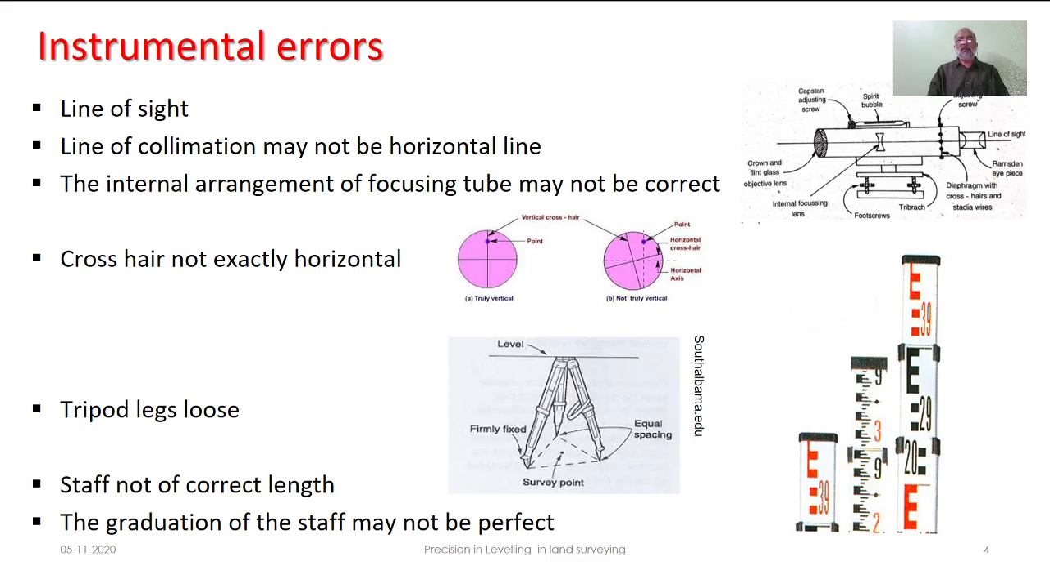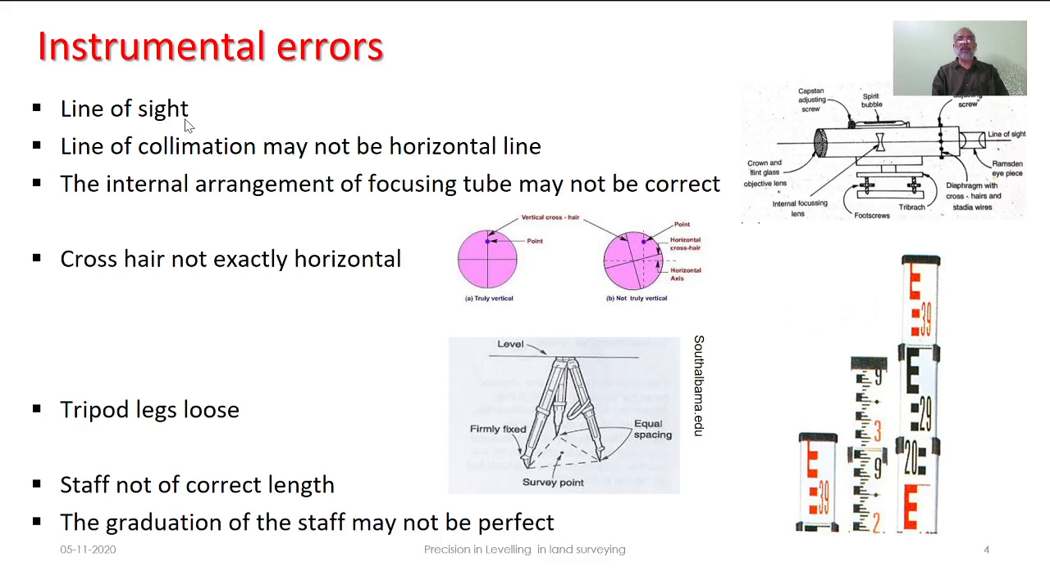Already you know all the constructional aspects of the various levels as well as the staff. So if anything goes wrong with any of the parts, maybe the leveling head, spindle, tribrach, telescope, longitudinal level tube, eyepiece, etc., this deviation will cause instrumental errors.